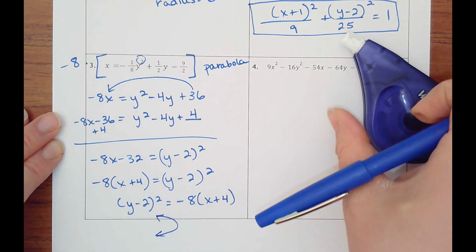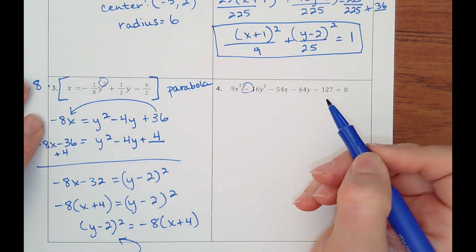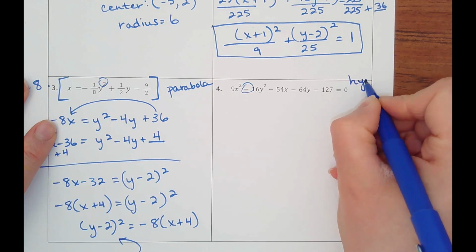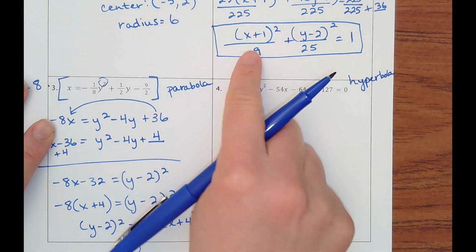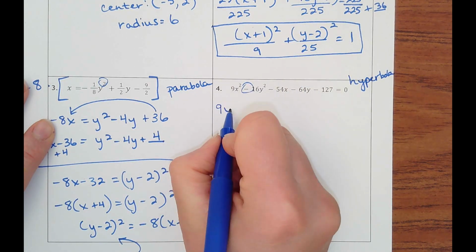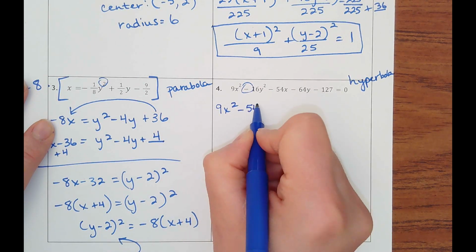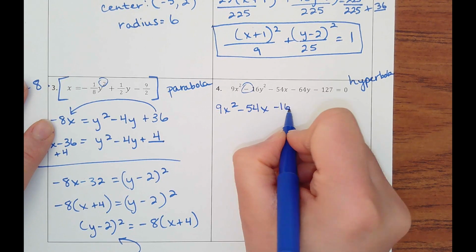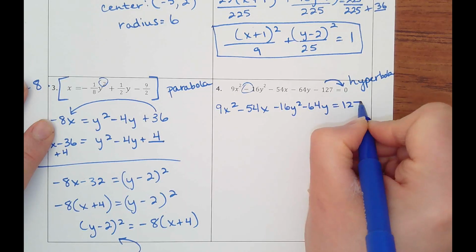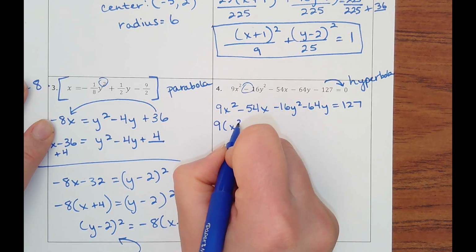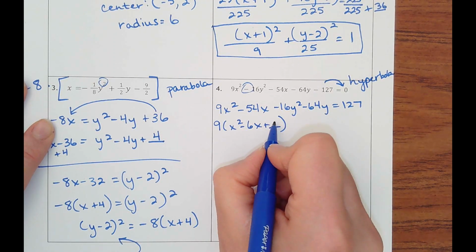All right, and last one. I see x and y being squared, and I see a minus. That makes this a hyperbola. Okay, same process as an ellipse. Get your x squared, or whatever positive squared term goes first. Minus 54x, minus 16y squared, minus 64y. Add the 127 over. Take out a 9. That would leave you with x squared minus 6x plus blank. Negative 6 divided by 2 is negative 3 squared is 9.